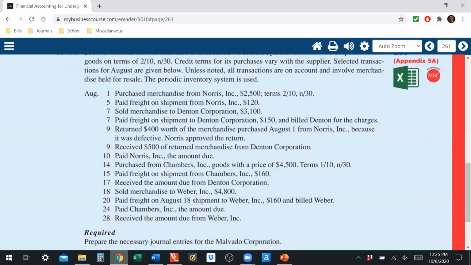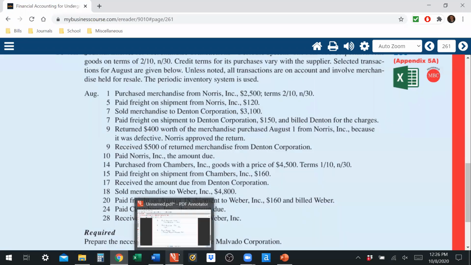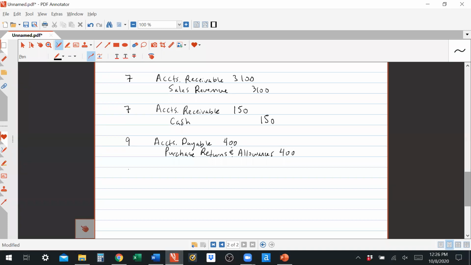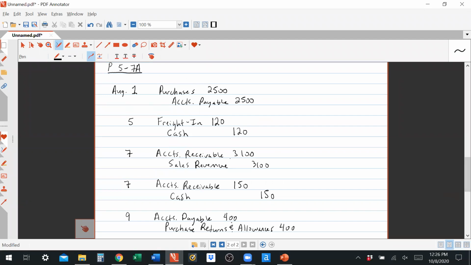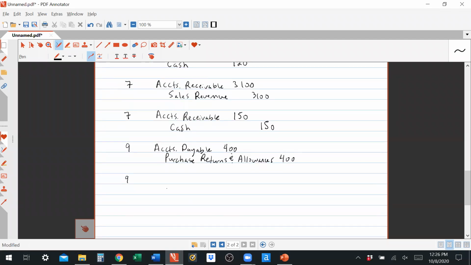August 9th, we received $500 of returned merchandise from Denton. Remember, Denton was one of our customers and we had sold them some of our inventory. But now they gave us back $500 worth of it. So the account receivable that Denton owed us was $3,100. So they just returned $500 worth of stuff. So we definitely got to reduce their account receivable by 500.